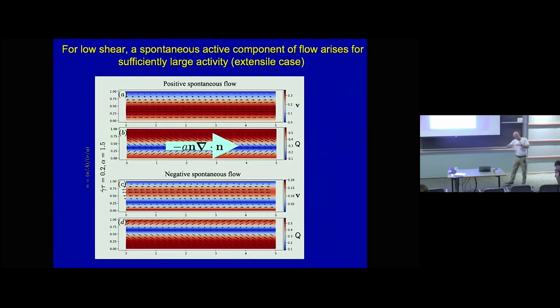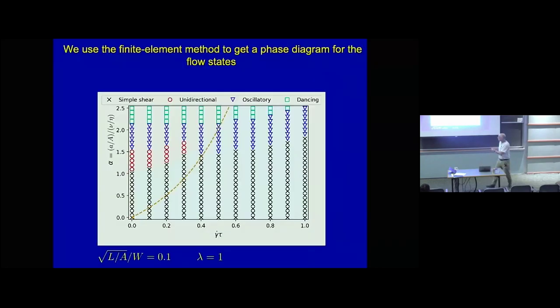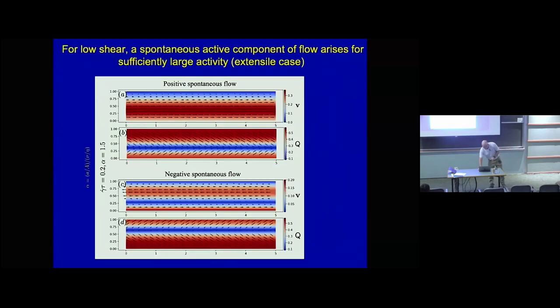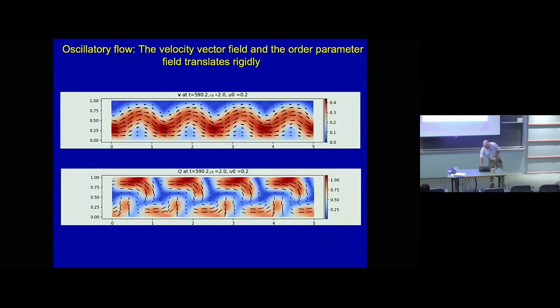The flow can go to the left or to the right, but because you're moving, that is to say the spontaneous activity-driven flow can go to the left or to the right, but because you're moving the bottom plate, the net flow will look a little bit different. So that's the red circles. These blue triangles are the oscillatory flow. And as I said, it's unsteady.